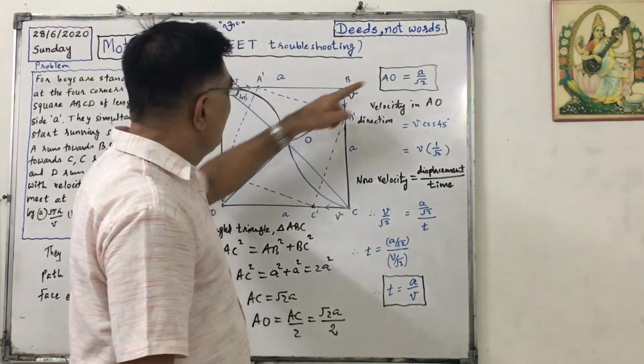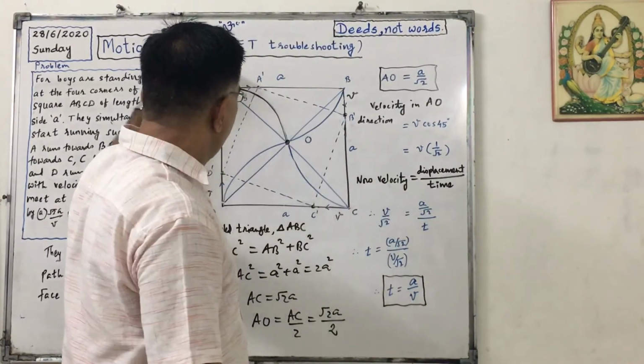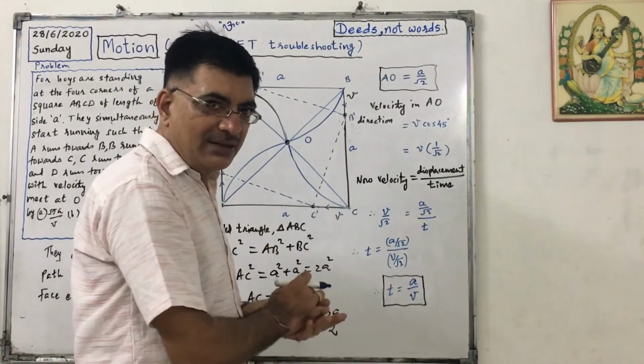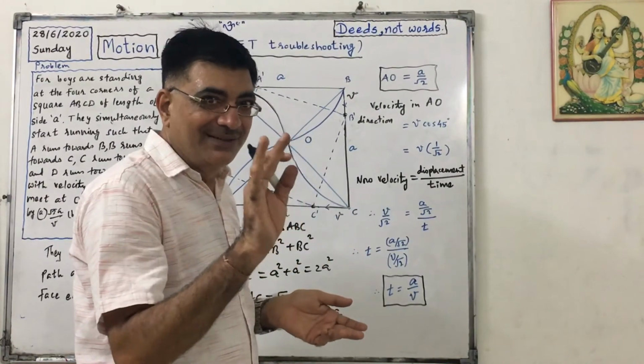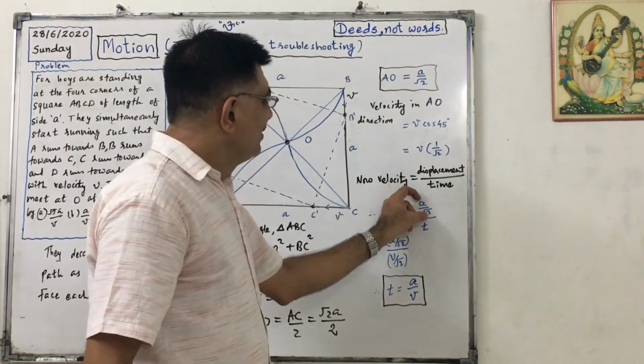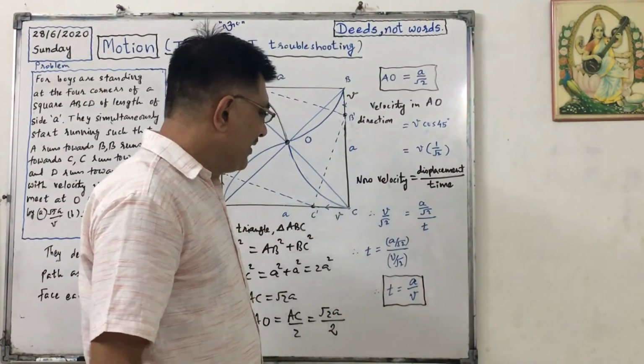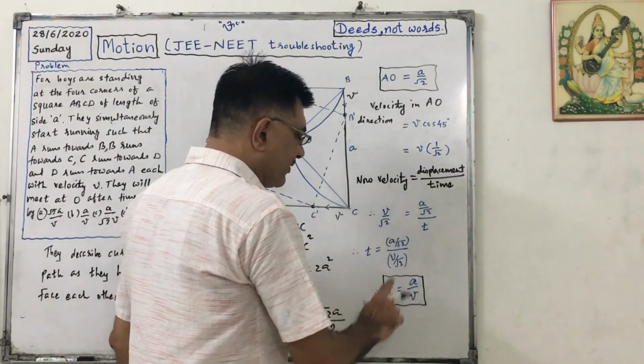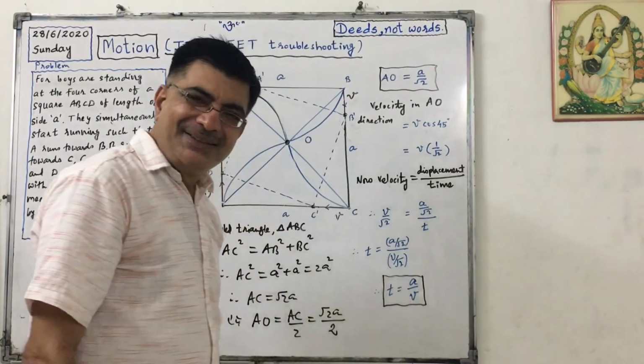Displacement is a by root 2. Here a is the length of the side of the square. It is not acceleration, keep in mind. So a by root 2 upon time t. So t will be equal to a by root 2 upon v by root 2, that is a by v.